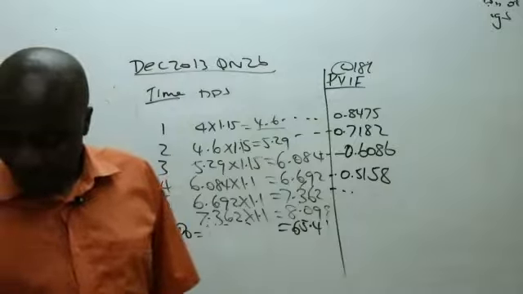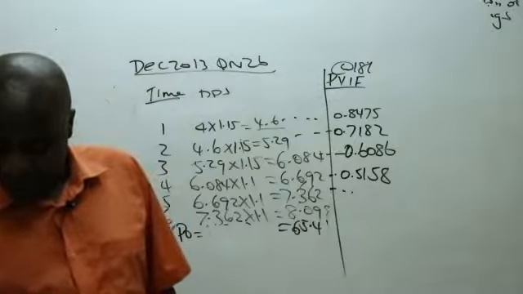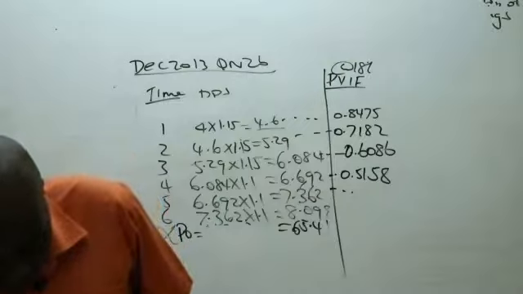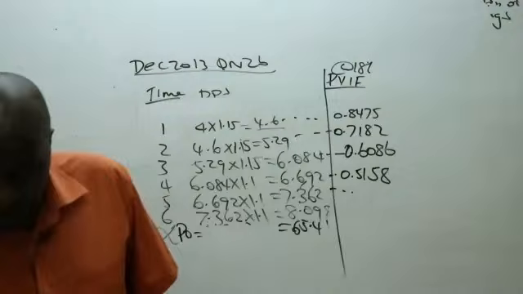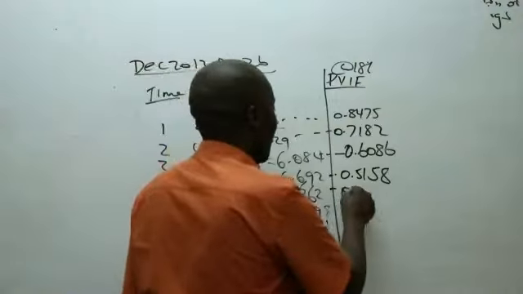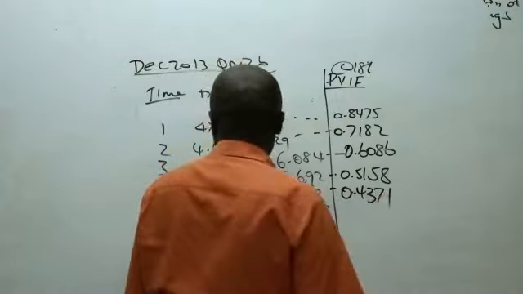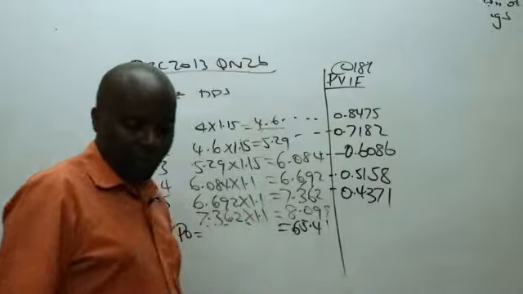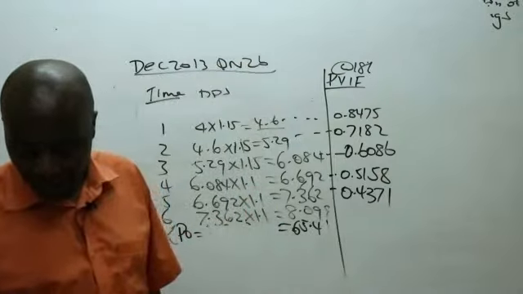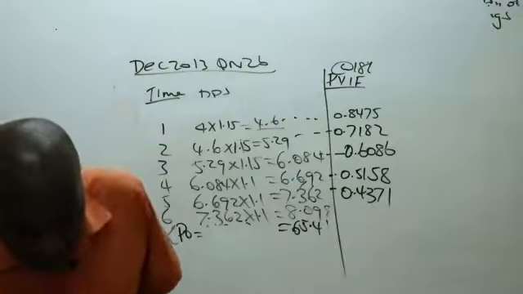The fifth one. What do we have there for the fifth one? 0.4371. How about the sixth one? The sixth one, ladies and gentlemen, what do we have there? The sixth one, we have 0.3704.